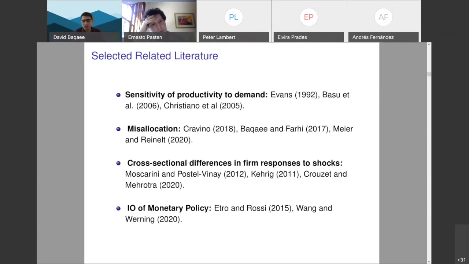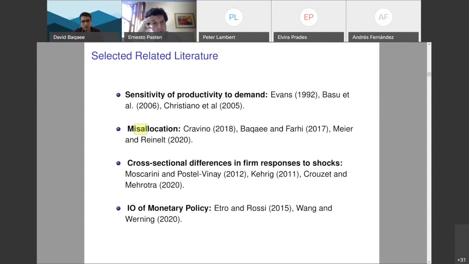So the paper is related to a very large literature. Here's a selection of papers that this paper relates to. We're related to a literature that has documented that measures of productivity are sensitive to changes in what you would think of as aggregate demand shocks. And we're also related to a literature that has emphasized the role of misallocation in the economy, particularly at business cycle frequencies. So really the mechanism in this paper is going to be changes in misallocation in response to monetary policy. That's what's driving changes in productivity in our model.